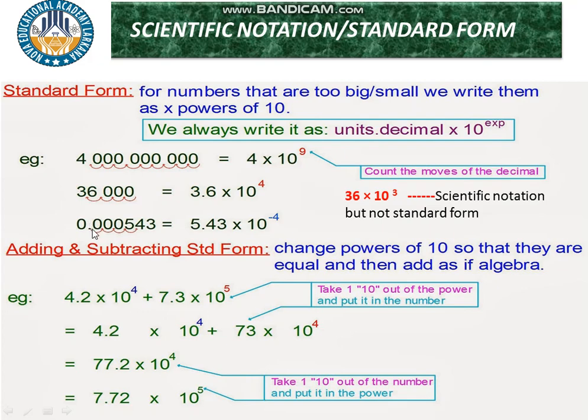Again there is a smaller data, 0.000543. Again you have to shift this point here, so how many values have you crossed? 4. But the data is smaller, your decimal point is going to be shifted to the right side, so your power must be negative.